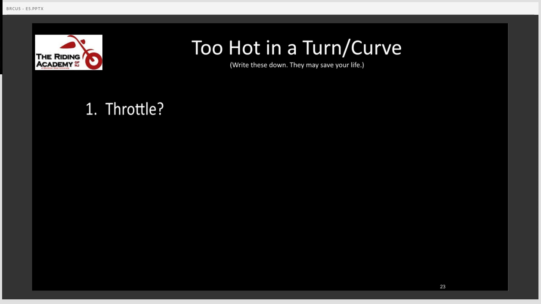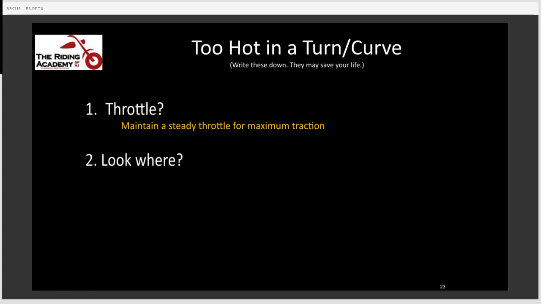Some people say roll on the throttle. Well, that's only going to make the impact sooner. So you don't want to do that. So what do you do with the throttle? You maintain a steady throttle. Hey, Dave, you're telling me maintain a steady throttle while that car's coming right at me? Yeah, but you're going to do some other things too. So keep that steady throttle to maintain the traction.